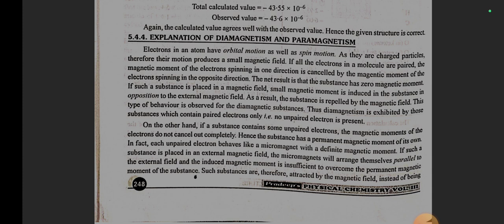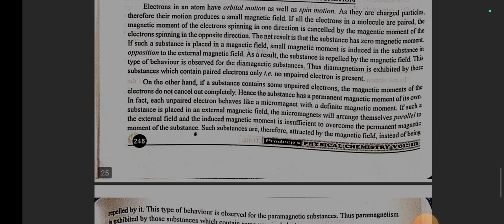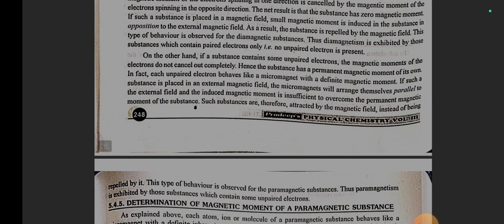If such a substance is placed in a magnetic field, a small magnetic moment is induced in the substance in opposition to the external magnetic field. As a result, the substance is repelled by the magnetic field. This type of behavior is observed for diamagnetic substances. Thus, diamagnetism is exhibited by those substances which contain paired electrons only, that is, no unpaired electron is present.